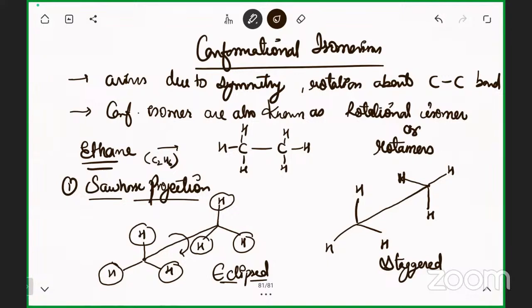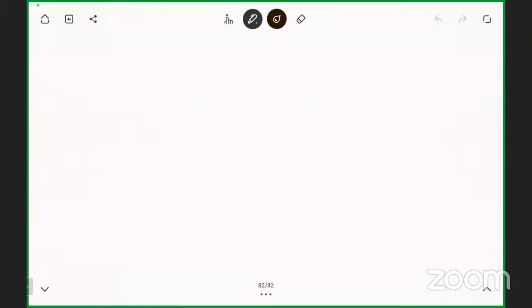Yes, sir. See, what is the main point? The first carbon you have to show on the lower left side. If I'm making the line, this is the lower side, this is the upper side. So the first carbon on the lower left side, and the second carbon on the upper right side. Okay, this was a sawhorse projection.